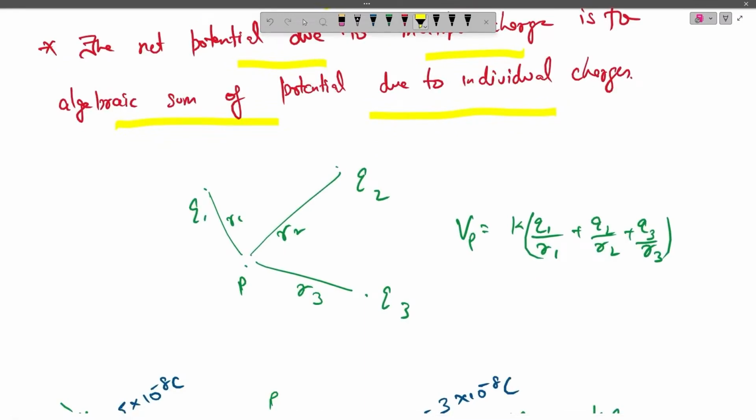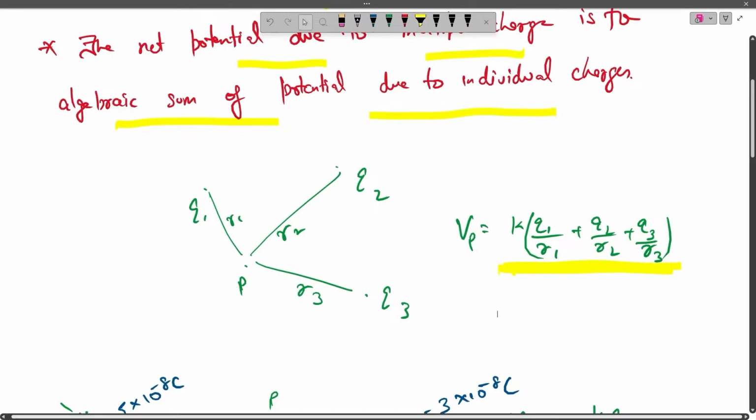For example, if Q1, Q2, Q3 are three charges separated from a point P by distances R1, R2 and R3 respectively, then the potential Vp due to this system of three charges at point P would be given by the algebraic sum of the individual potentials.